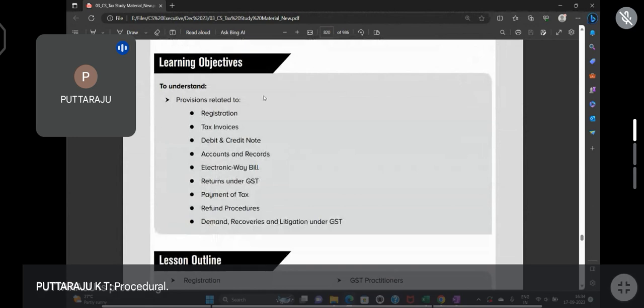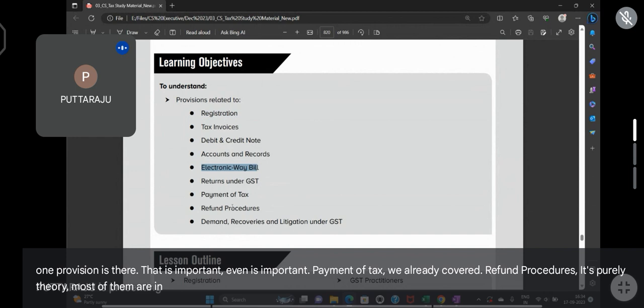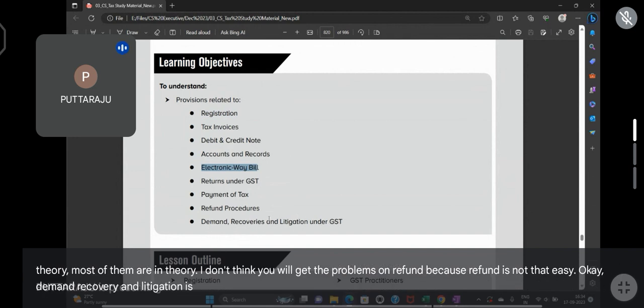Procedural. Now the registration chapter. In this, registration is highly important. Accounts and records, only one provision is important. E-way bill is important. Payment of tax we already covered. Refund procedures are purely theory, most of them. I don't think you will get problems on refund because refund is not that easy. Demand, recovery and litigation are all theories.